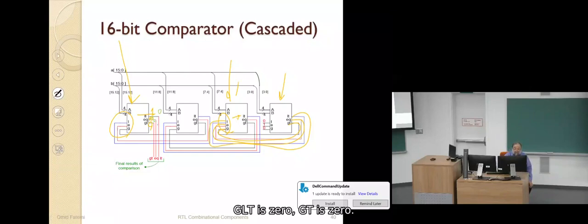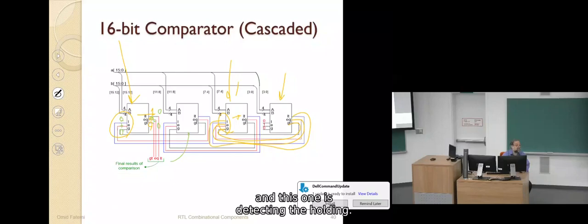How is the previous one? What about L and E and G from the previous stage? If L or G from the previous stage is 1, then it becomes 1 here. But if again here we have 0 and 0 from the previous stage and equal is 1, then we have to go here. And this one is detecting the whole thing.